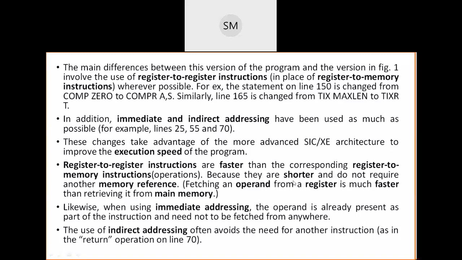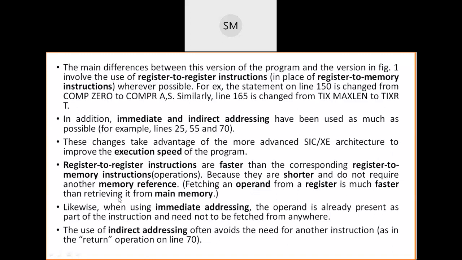These register instructions are shorter and they do not require any other memory reference. Because of that, fetching the operand value from a register is faster than fetching the operand value from the main memory. So taking the value of an operand from a register is faster than fetching the value of that operand from memory.